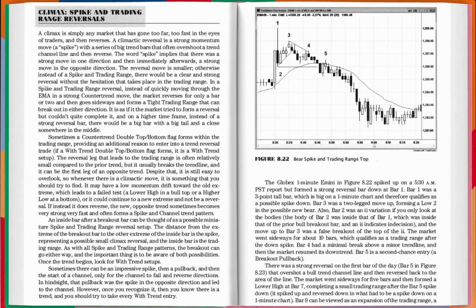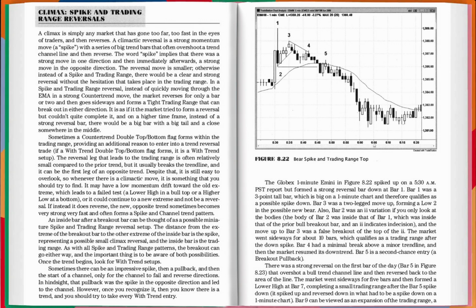There was a strong reversal on the first bar of the day, bar 5 in figure 8.23, that overshot a bull trend channel line and then reversed back to the area of the line. The market went sideways for 5 bars and then formed a lower high at bar 7, completing a small trading range after the bar 5 spike down. It spiked up and reversed down in what had to be a spike down on a 1-minute chart.